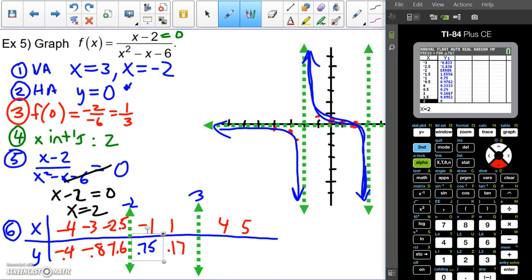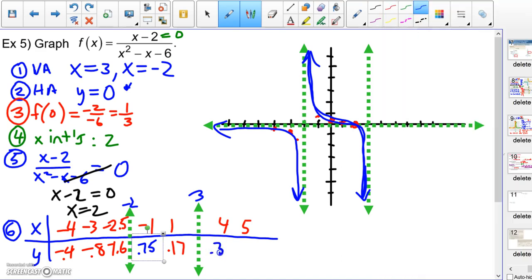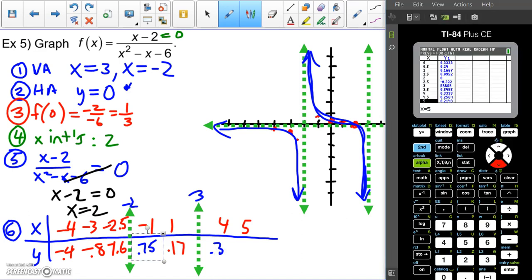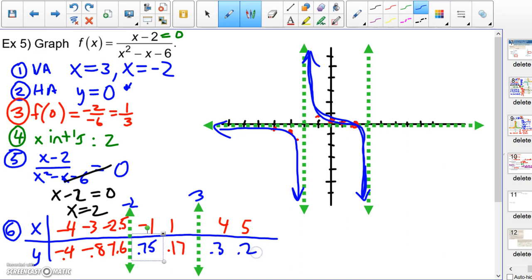And then if we plug in 4, oh, notice, by the way, when you plug in -2 or when you plug in 3, you're getting an error. That's how it's going to show you that's where the asymptote is. If you plug in 4, you get 0.3 repeating. And if you plug in 5, 0.2 or so. Keep in mind, I'm only estimating. So 4, 0.3. 5, 0.2.